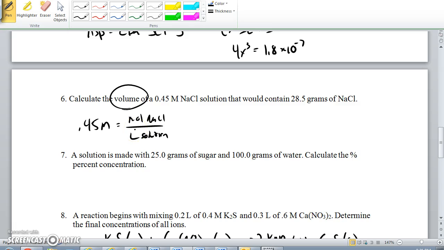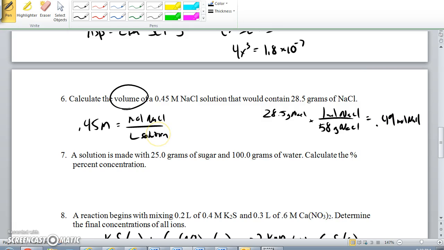Now, they don't give us moles, but they give us the next best thing, which is grams. So I'm going to get 28.5 grams of NaCl. I'm going to multiply it by, I think it's 58, but I'll check. 23 plus 35.5. So it's going to be about 58 grams of NaCl in 1 mole. So I know 28.5 divided by 58. So that gives us 0.49 moles of NaCl.